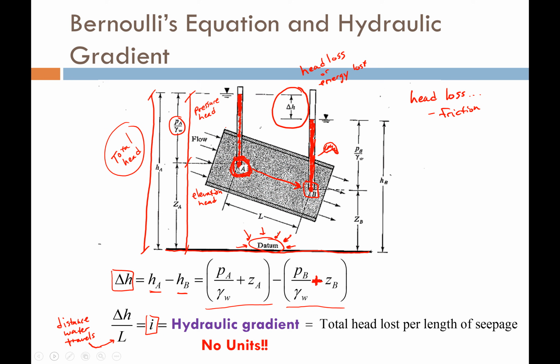It has no units because head is in units of length and length is in units of length, so the units cancel themselves out. So we use hydraulic gradient as an indicator of how fast the soil is having to dissipate the energy of the water. And if we introduce too much energy, the soil won't be capable of dissipating it, and the soil will be picked up and carried away. That's what erosion is.